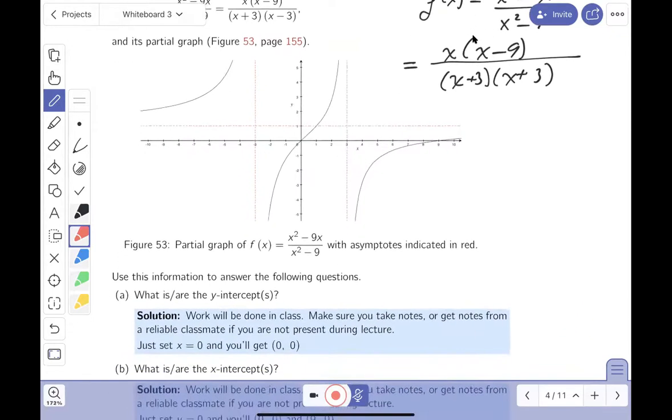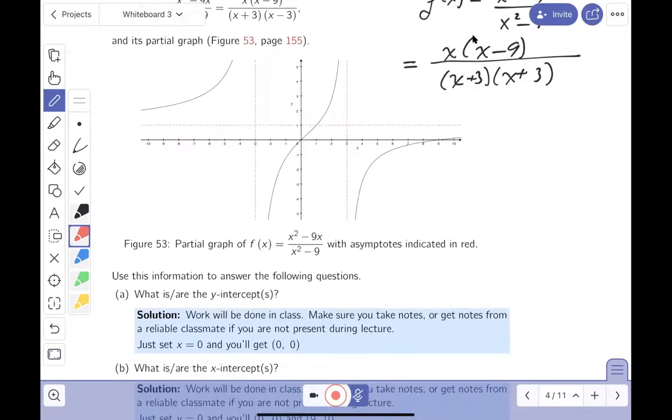And what's question number 1? It says, what's the y-intercept? I don't know. How do I do that? Well, to get a y-intercept, it should be really easy to do. All you have to do is set x equal to 0. If you did that, what's f of 0?